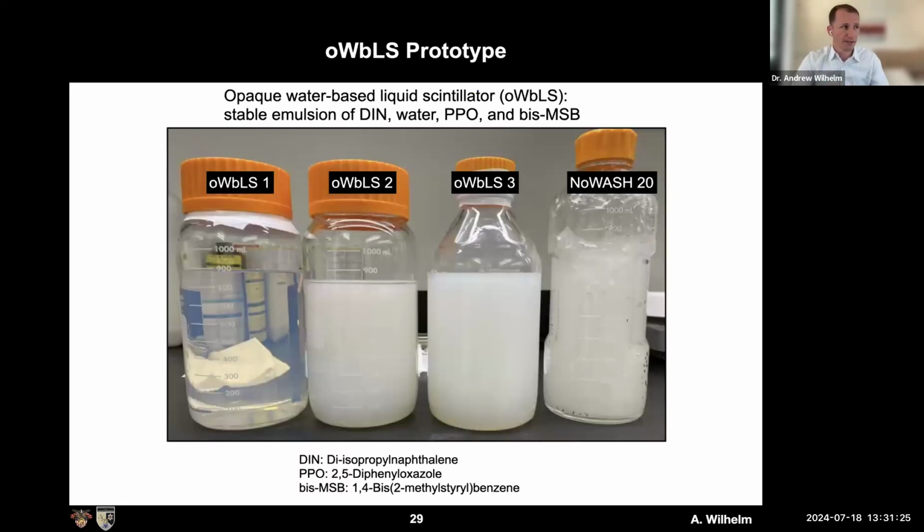Okay, so next we developed a prototype using what I'm calling emulsion-based liquid scintillator, which is in this case a water-based liquid scintillator. This was developed at Brookhaven National Lab. They've been working on it for about 15 years. And initially, all of the water-based liquid scintillator that they developed was highly transparent, so an absorption length of tens of meters and a scattering length on the same order of magnitude.